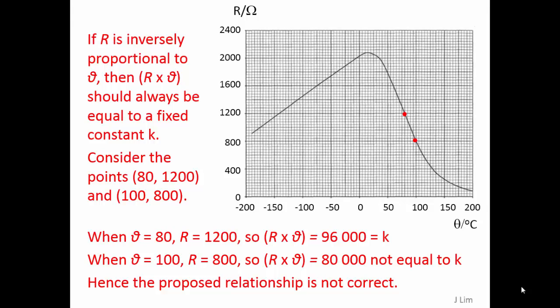If R is inversely proportional to theta, then the product R theta should always be equal to a fixed constant, say K. So consider the 2 points given here. When theta is 80, then K will be 96,000. However, when theta is 100, K is 80,000. So the two values are not the same. Hence, the proposed relationship is not correct.